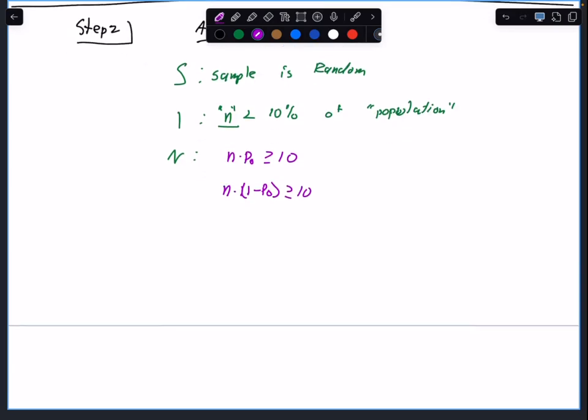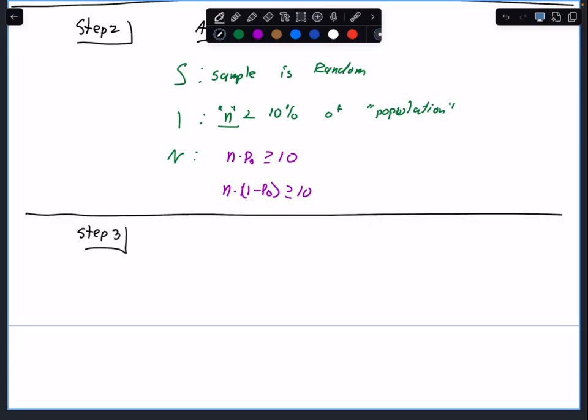The last step, step 3, is the new step. We're going to actually do step 3 and 4 today. Step 3 is to find the z-score and p-value.